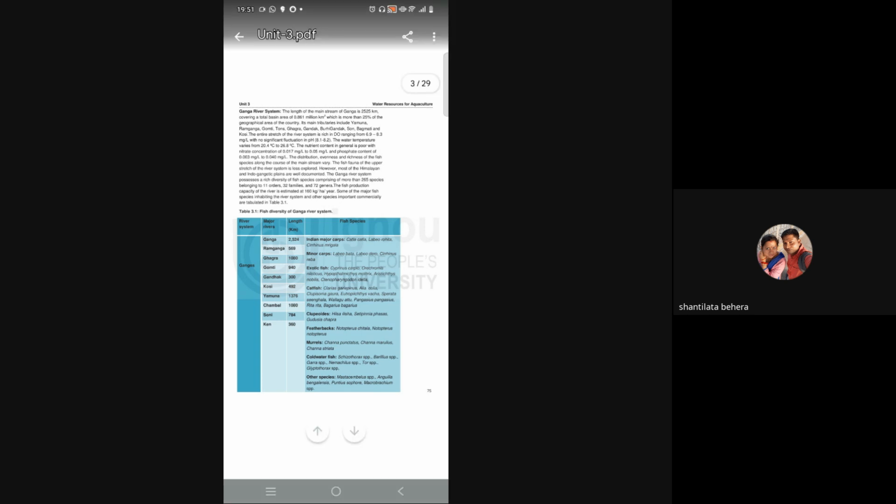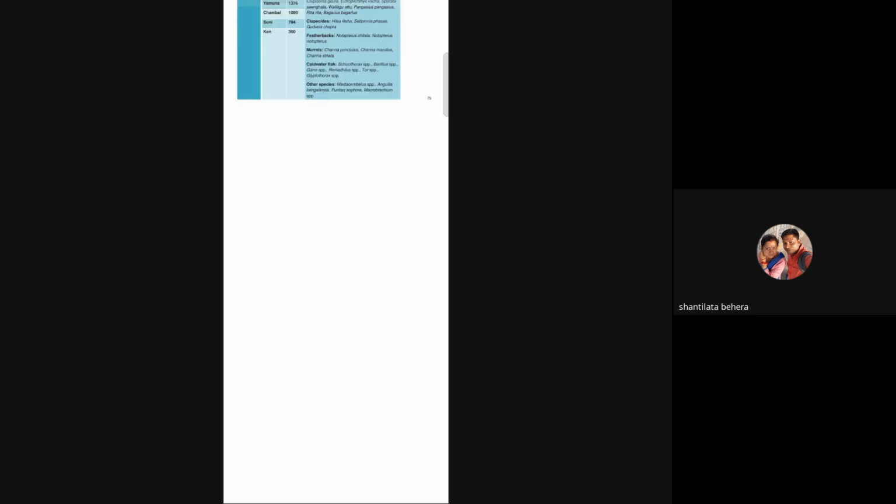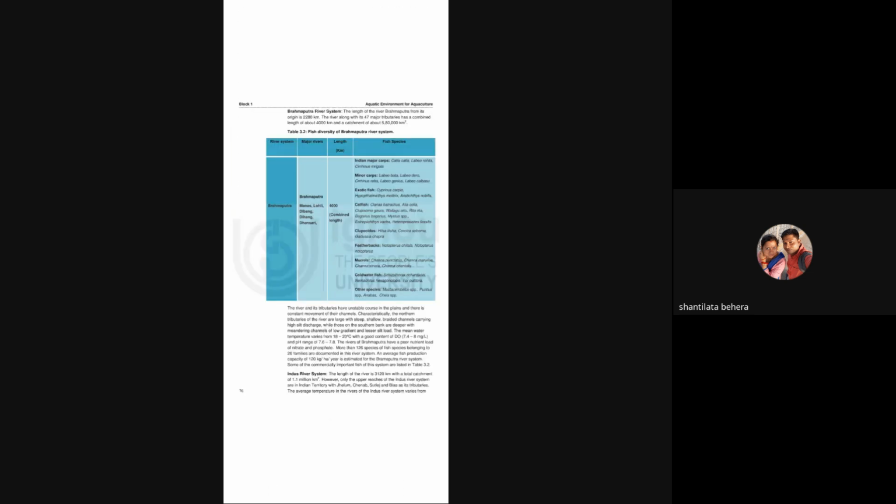Okay, so this Ganga river system, the length of this Ganga is 2525 kilometer, covering a total basin area of 0.861. It is just data. Here you will write for every river system how much area it covers and its environment. The environment of the river means what temperature, what density, what the temperature and density of the Ganga river will be, which fishes grow there, which fish cultivation happens. So we will study this under different types of river systems. Then the Brahmaputra river system.